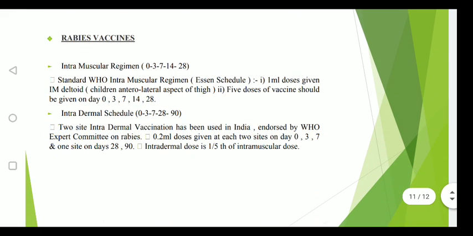Then we have seen the rabies vaccination. We give it by 2 routes, the intramuscular regimen and the intradermal schedule. In the intramuscular route, WHO recommends 5 doses of vaccination, that is on days 0, 3, 7, 14 and 28. For the intradermal schedule, the WHO expert committee on rabies recommends 2-site intradermal vaccination on days 0, 3, 7 and 28 and 90. It is 1/5 of the intramuscular dosage only.